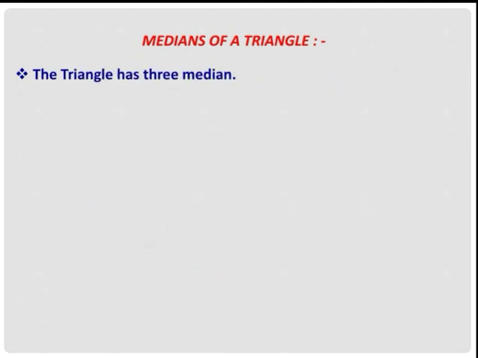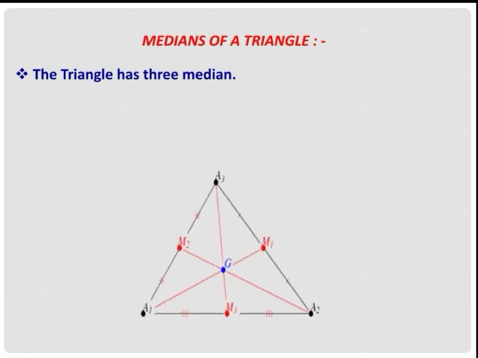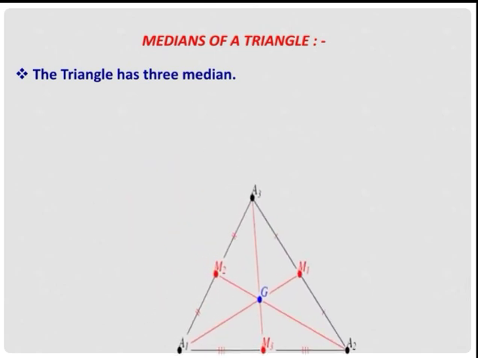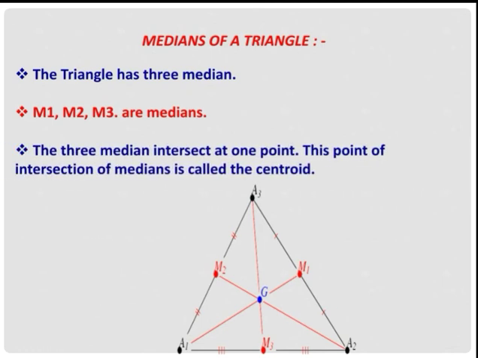The triangle has three medians. Let's understand with example. Here one figure is given. In this, there are three medians: M1, M2 and M3. These are the medians. The three medians intersect at one point. This point of intersection of medians is called the centroid. In this figure we can say that G is the centroid.